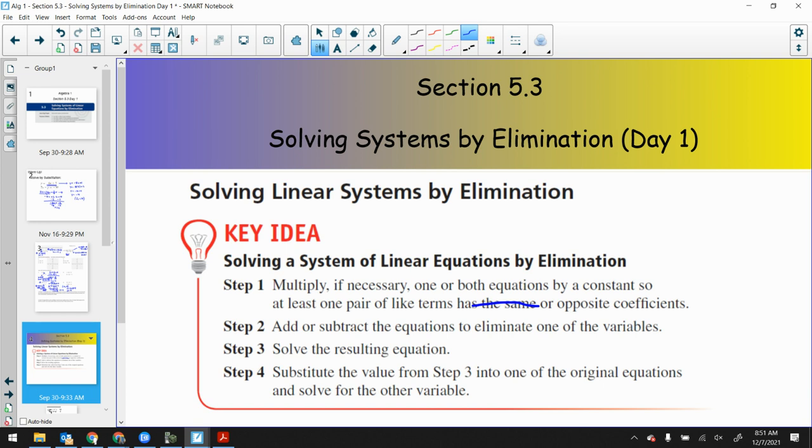Step 2, once that's completed, add, and I'm not even going to say subtract, add the equations to eliminate one of the variables, where it gets its name, elimination.